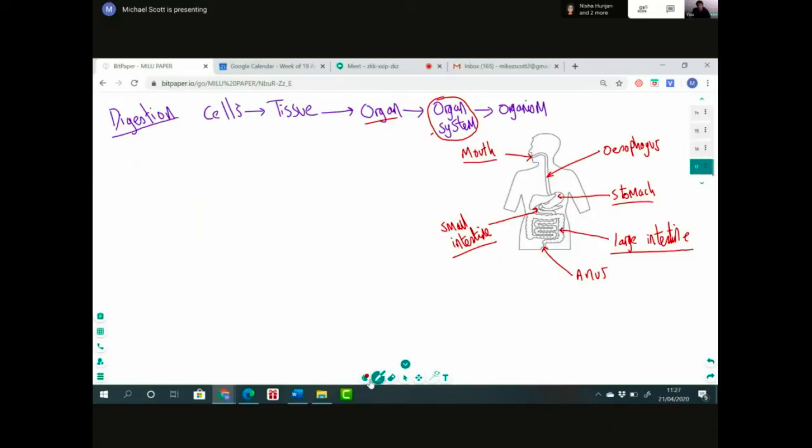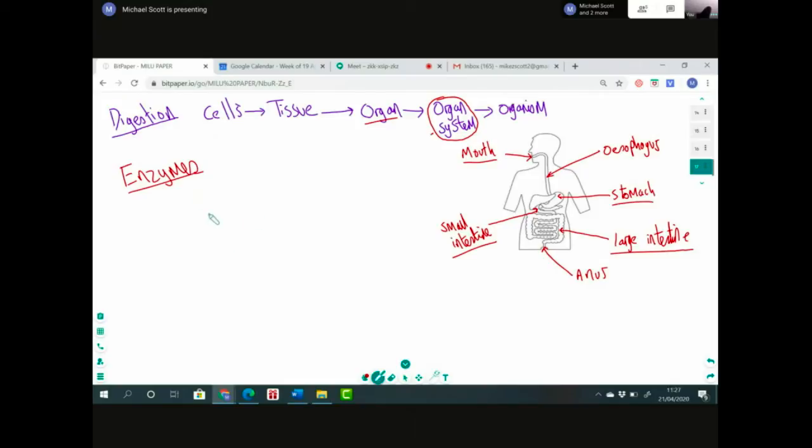Now, I want to build on this. I want to tie in a key part of digestion, which is known as enzymes.